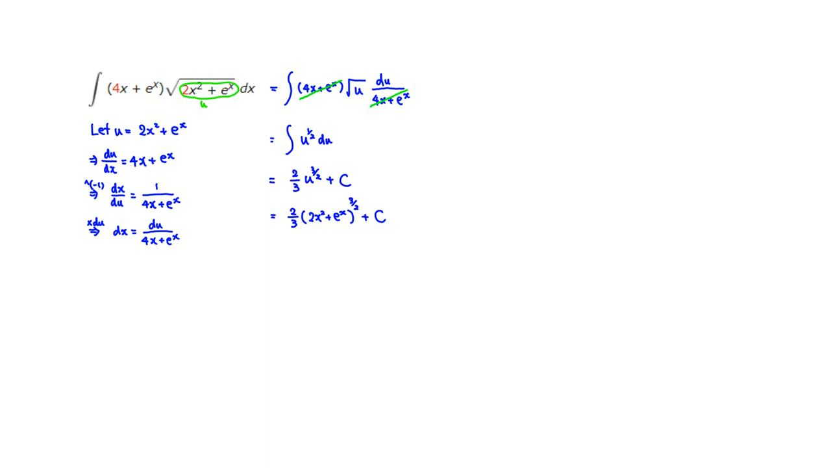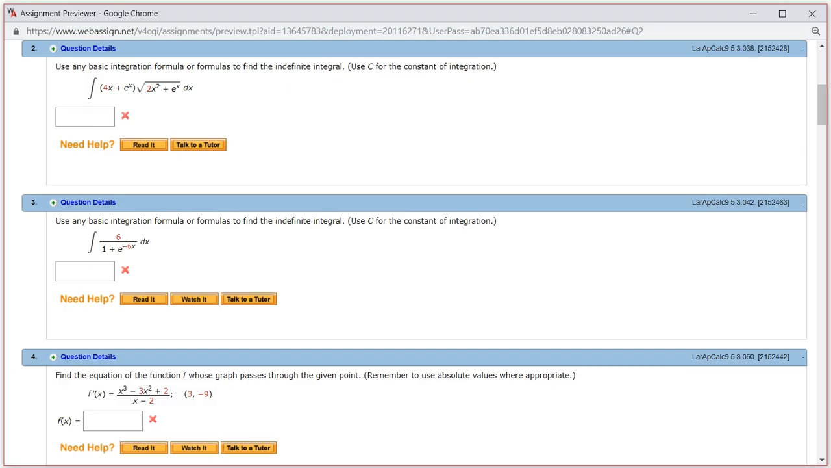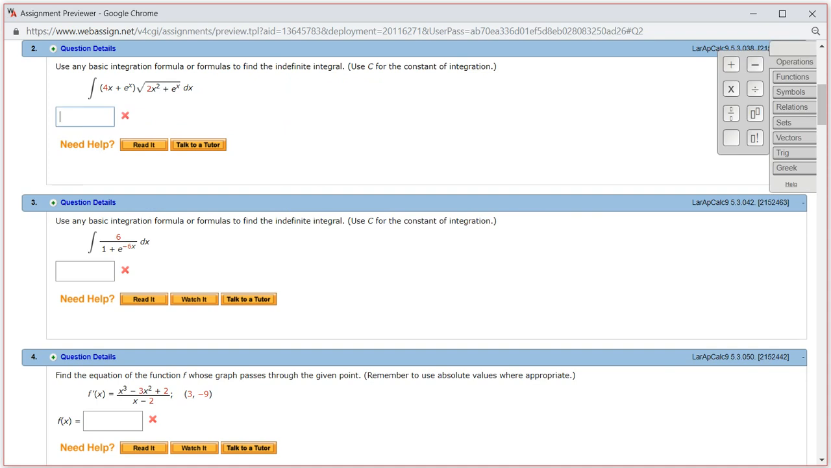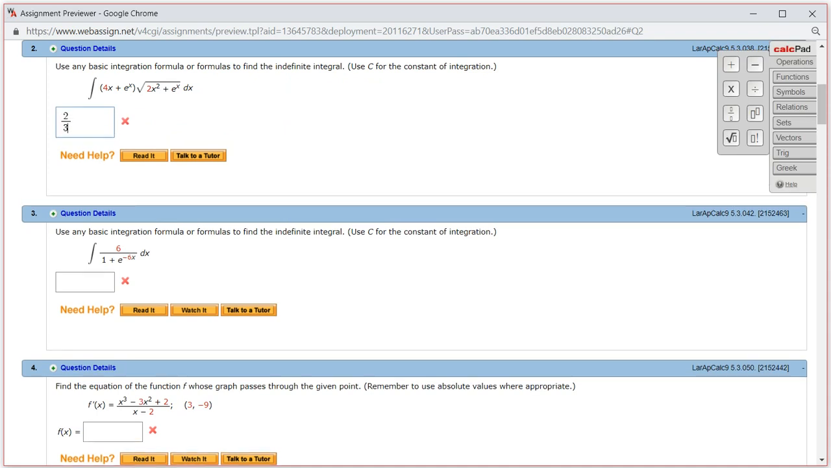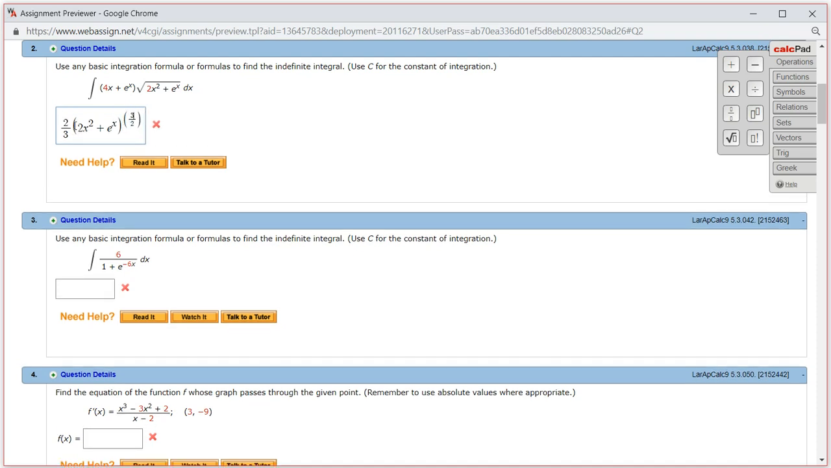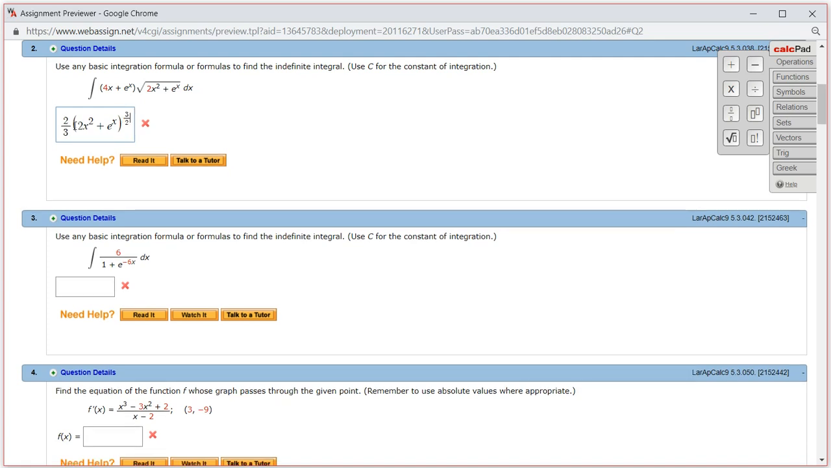All right, so let's type it in. So we found that to be 2/3, and quantity 2x squared plus e to the x, raised to the 3/2 power, and I'm going to just get rid of those parentheses there, and plus some constant c.